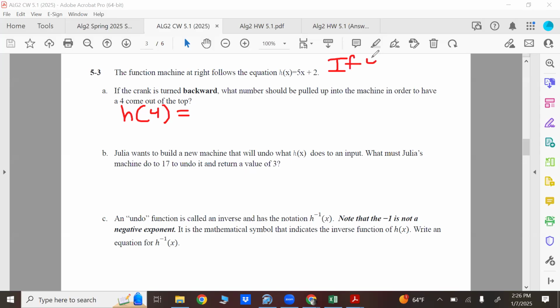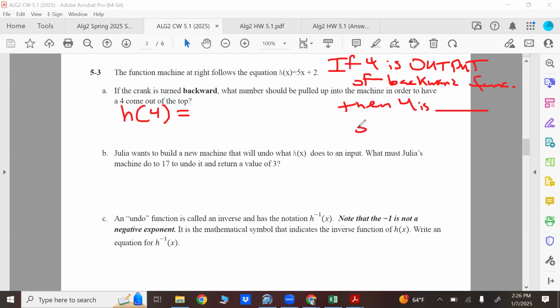let me write this out. If 4 is the output of the backward function, then 4 is blank of the forward function. So what will go in the blank, guys? Is the input. Or yeah, X, same thing. Sure. Yep. Same thing. Is the input. So that's what you do.